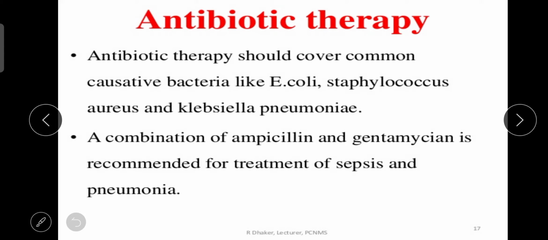Next one is antibiotic therapy. The antibiotic therapy should cover common causative bacteria like E. coli, Staphylococcus aureus, or Klebsiella pneumoniae. The combination of ampicillin and gentamicin is recommended for the treatment of sepsis and pneumonia. So the antibiotic will also be planned based on which bacteria is affecting the baby.